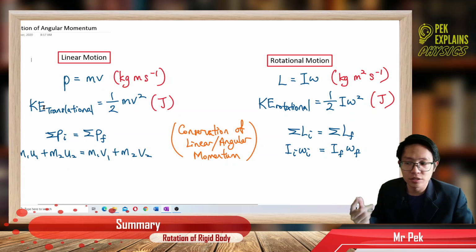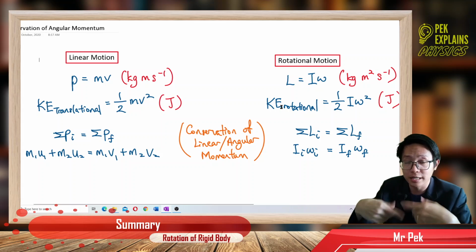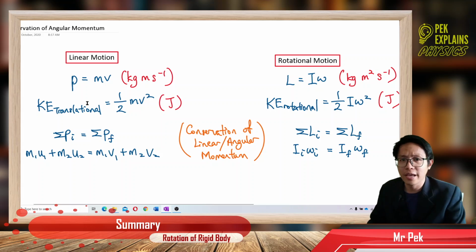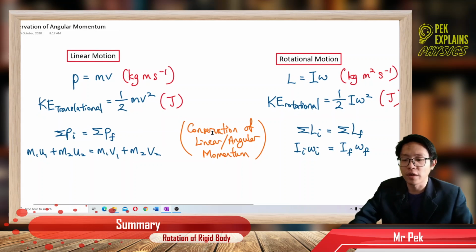Then also about kinetic energy, we have translational kinetic energy in linear motion, half m v square. So m is like moment of inertia, v is like omega. In rotational motion, when something rotates, it has rotational kinetic energy. When something travels left or right, upward or downward, that is translational kinetic energy, half m v square. Rotational kinetic energy is half I omega square. The unit is the same because both of them are energy, so they use joule. Lastly, it's about the conservation of angular momentum.